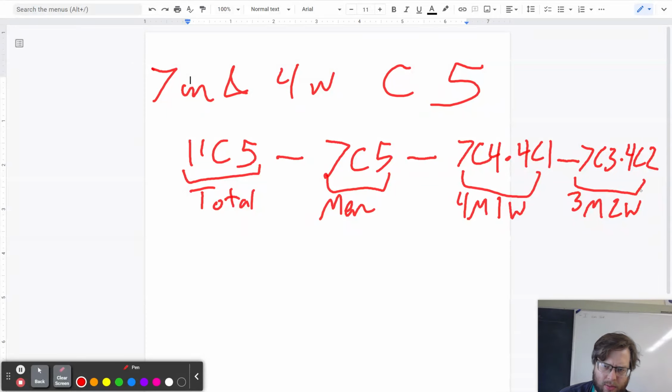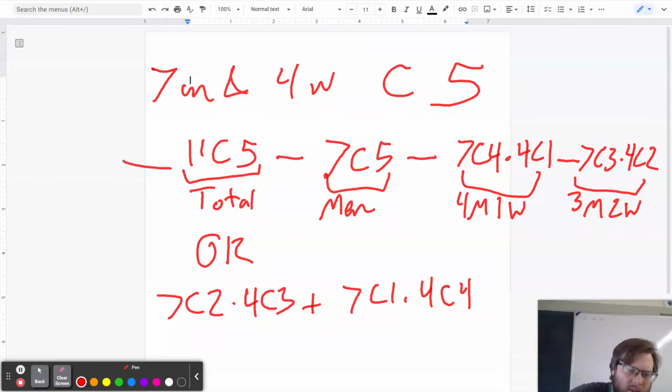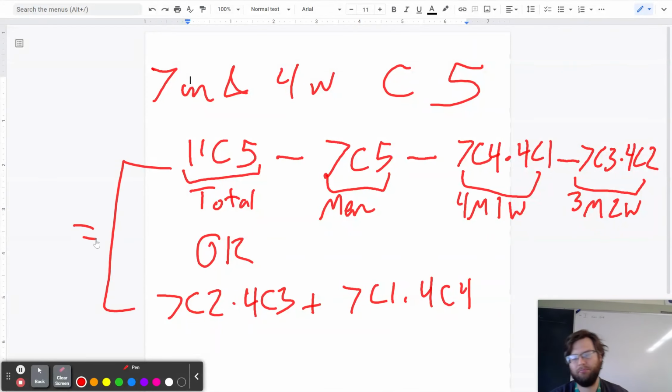You could also, I guess, do it the other way, where you're saying that you have 7 choose 2 times 4 choose 3, because that's 2 men and 3 women, plus 7 choose 1 times 4 choose 4, and then these 2 answers here should be equal to each other. And if they are, then I did it right.